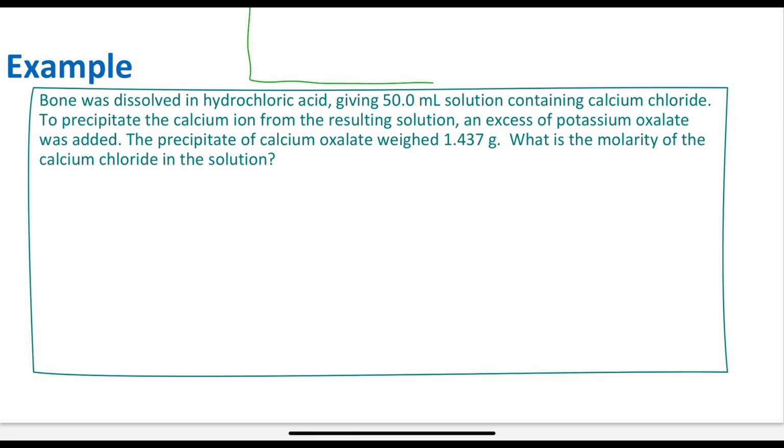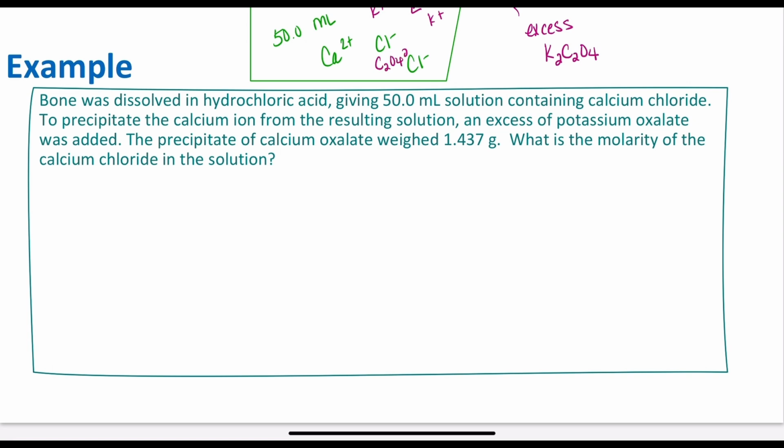Okay, so let's think our way through this. You've got some solution that you put a bone in, and you got 50 mL of it. That's a calcium chloride solution. For every 1 calcium, there's 2 chlorides. So the bone was dissolved in HCl and it made this. Basically, the calcium from the bone is in the solution, and it reacted with that chloride and dissolved it. Cool. To this, I'm going to add an excess of potassium oxalate. So I'm going to add some K pluses and some oxalate.